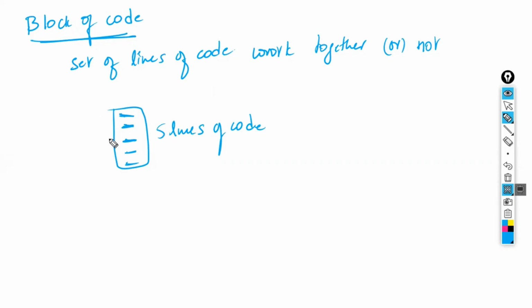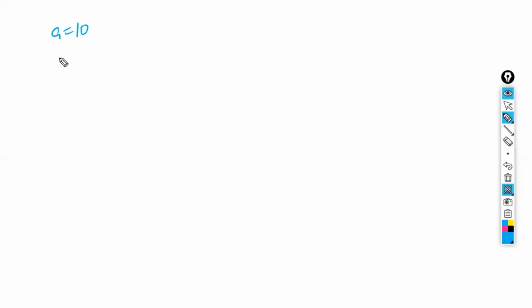So these 5 lines of code, or whatever set of lines of code, is called a block of code. Here it is 5 lines. It might be 2 lines, 1 line, or 4 lines. Now, how can we know whether they are a block of code or separate? For example, I have A is equal to 10, B is equal to 20, C is equal to 30, print A, B, C. Whether they are a block of code or separate, how can I know that?